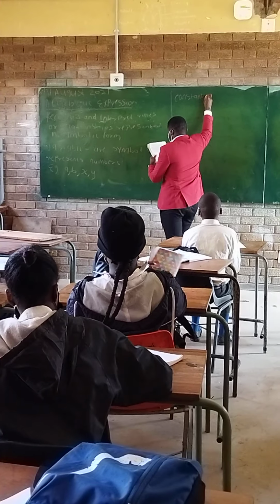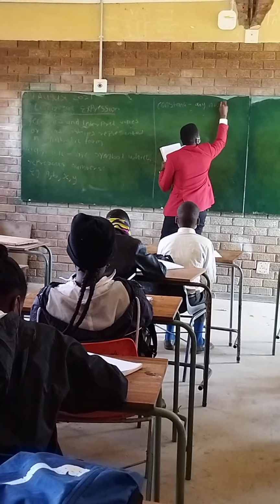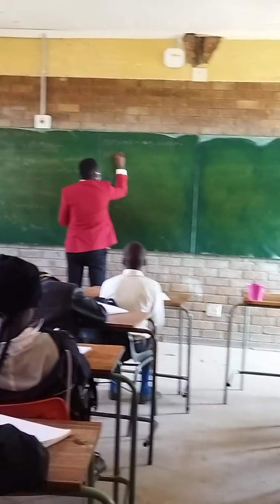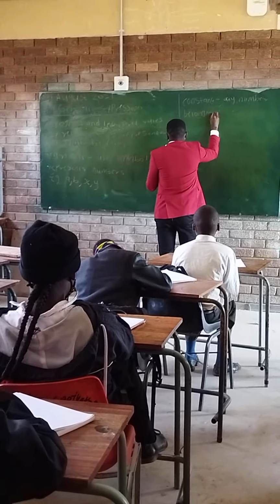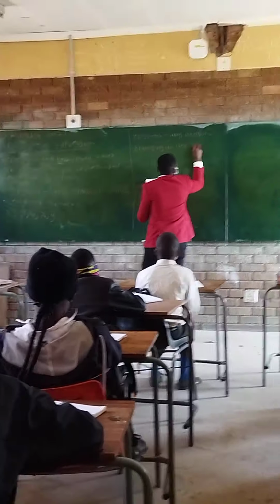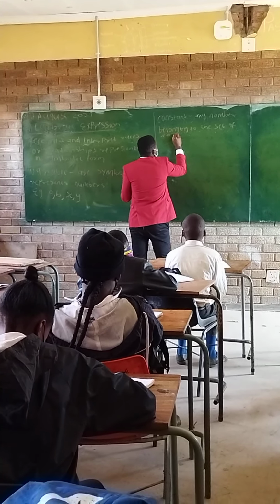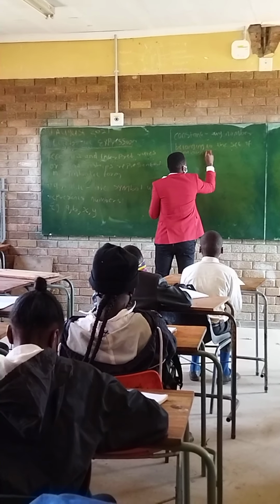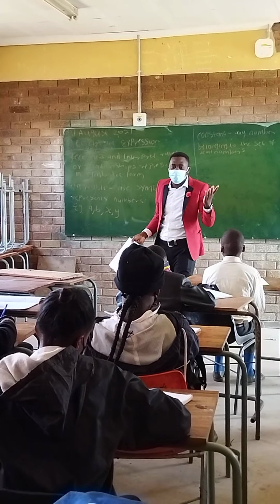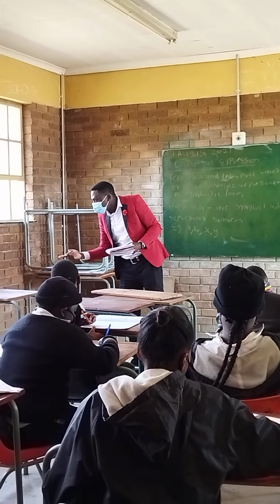A constant is any number belonging to the set of real numbers. You know what are the real numbers? We have natural numbers, whole numbers, integers, and rational numbers.